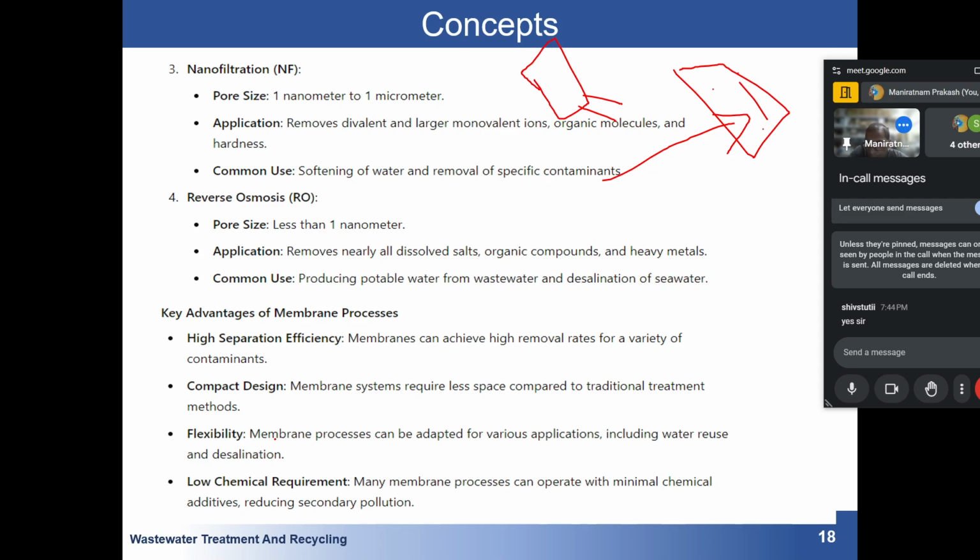Compact design: a membrane system requires less space, obviously very little space. Flexibility: membrane processes can be adapted for various applications including wastewater reuse and disinfection. Low chemical requirement: generally no chemicals are required.